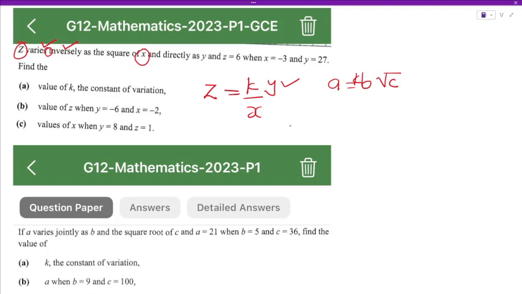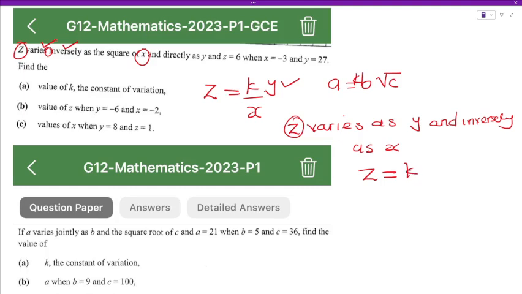This is the same as z varies as y and inversely as x. Z, you write your z, varies equal sign as what? Y. Put your y there. And inversely as what? X.